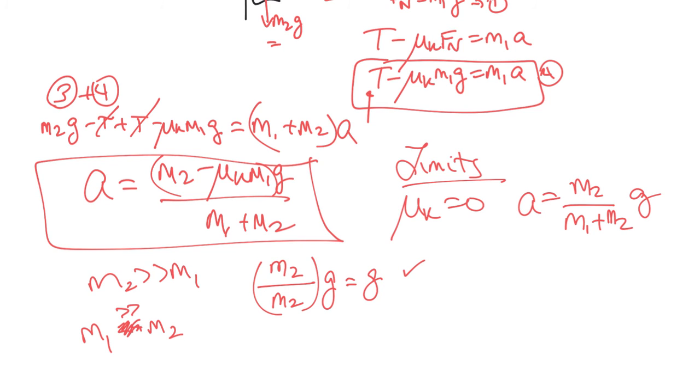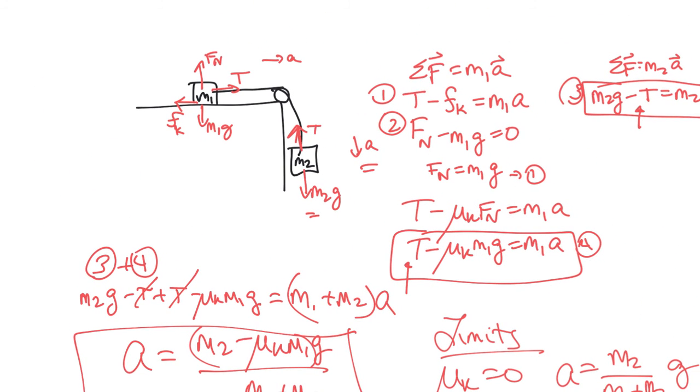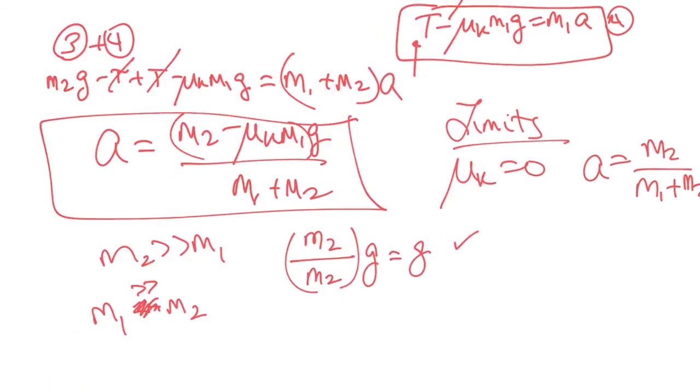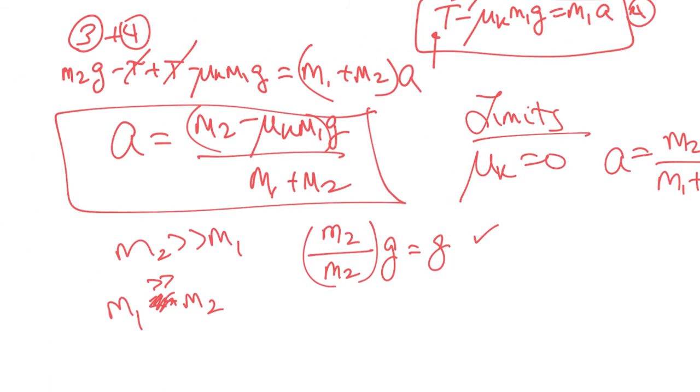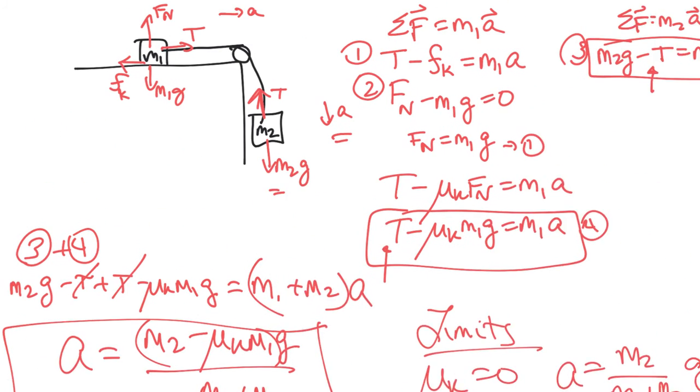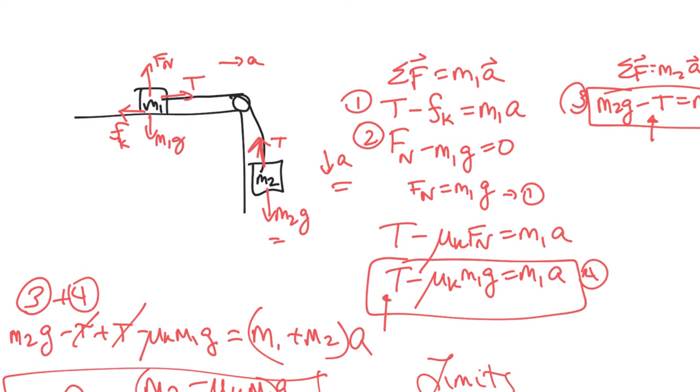What if M1 is actually much, much greater? Well, you're thinking, okay, it's not going to move, right? Yeah, you're right. Mathematically, you get negative G. But you're like, that doesn't make any sense. Is it actually going the other way? No. It's because when we wrote these, there was the assumption that it was already moving, and therefore it was kinetic friction.